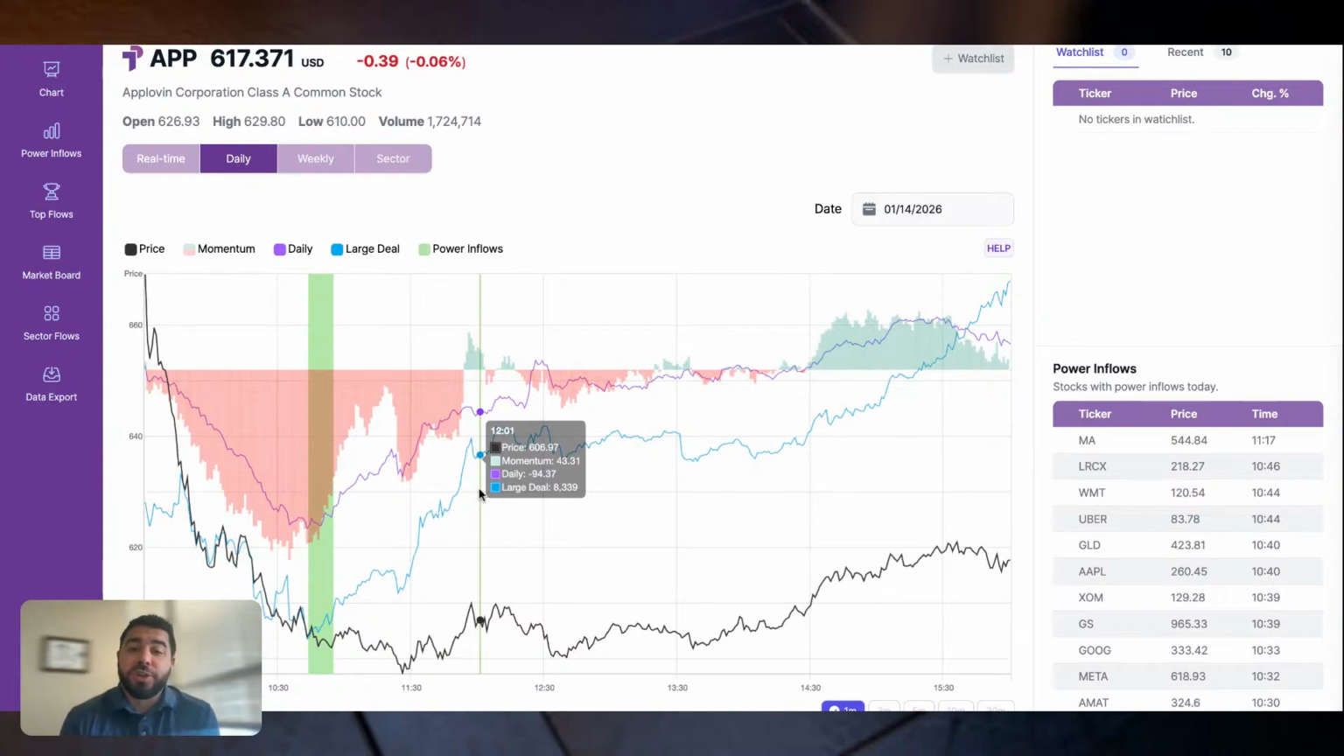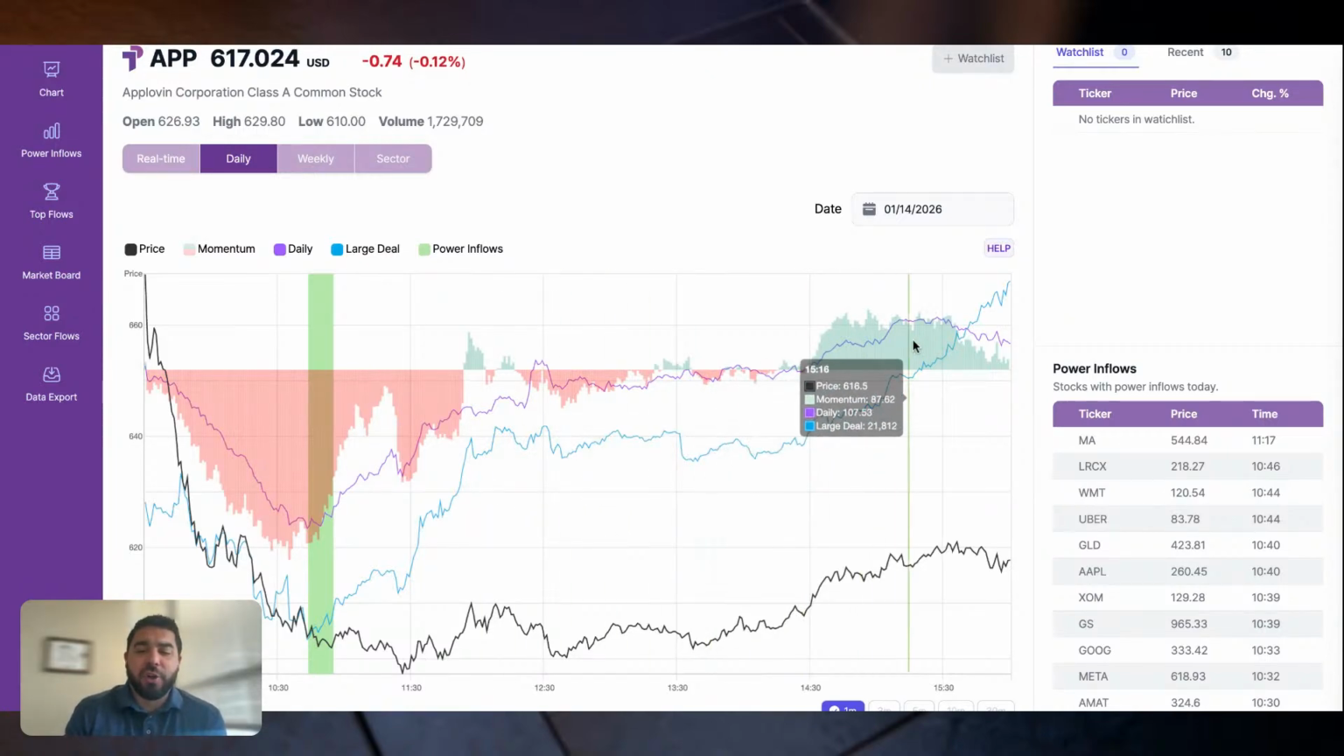Next, you'll see that light blue line. That's what we call our large deal flow data. This is capturing all the big money that's coming in for that stock, so it's typically your institutional buying and selling. Anything $100,000 or more in value is what we would quantify under our large deal flow data, typically mutual funds, hedge funds, that type of order.